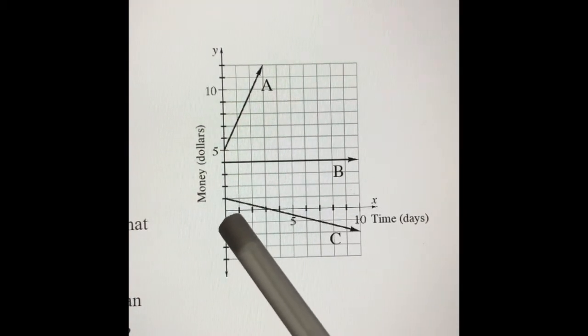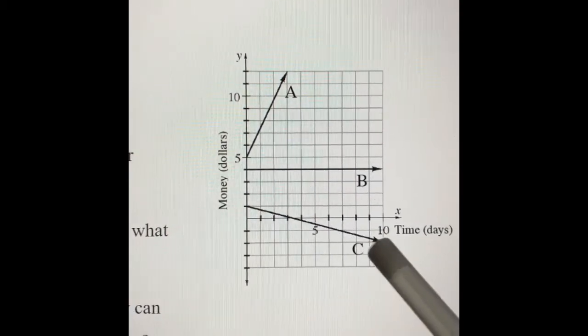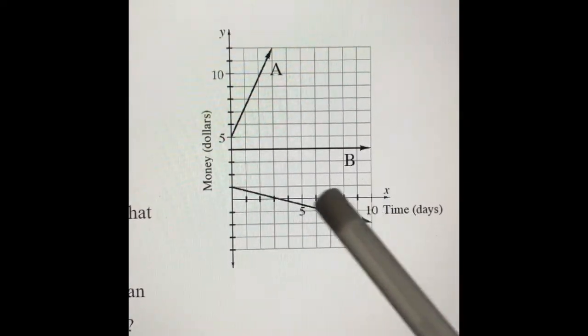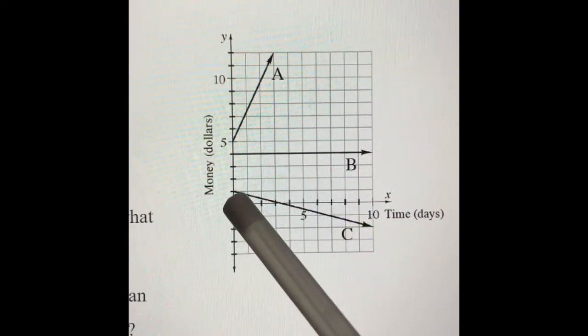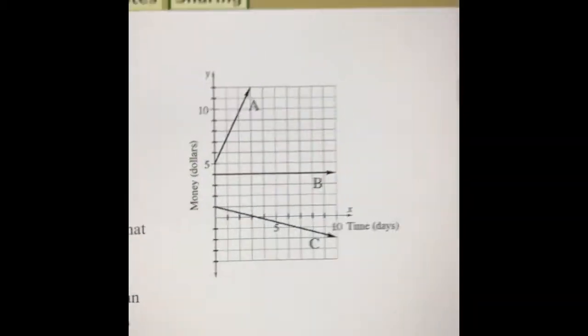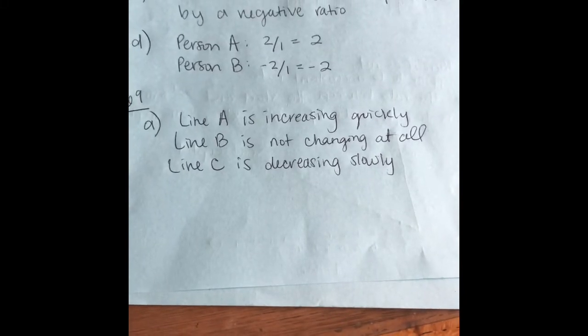And then line C, I'm noticing that it's going down to the right, so it's decreasing. And it looks like it's going slowly because it's not that steep of a line. So I put that line C is decreasing slowly. So here's my paper. I put line A, line B, line C. Okay, so that was part A.